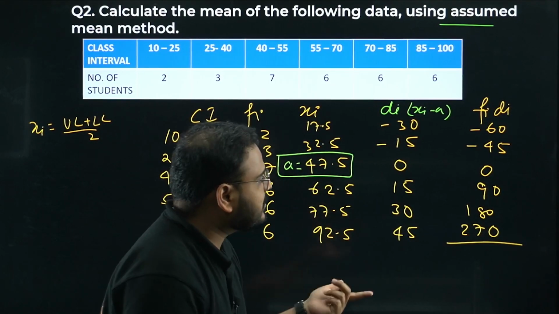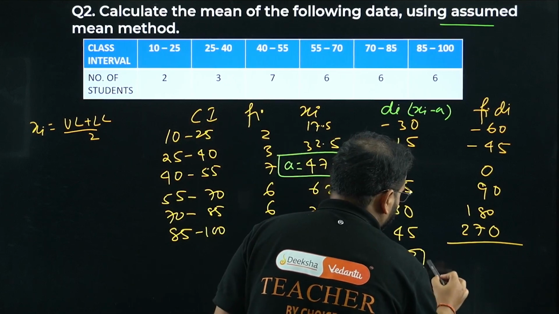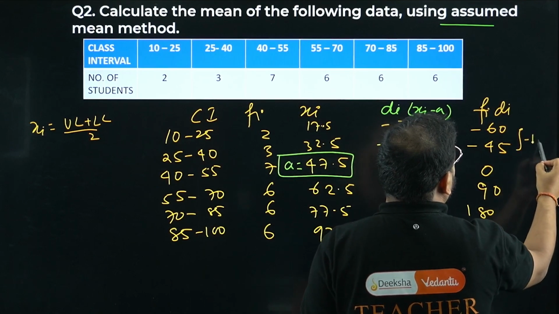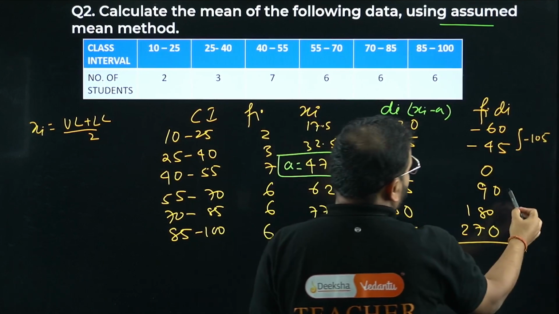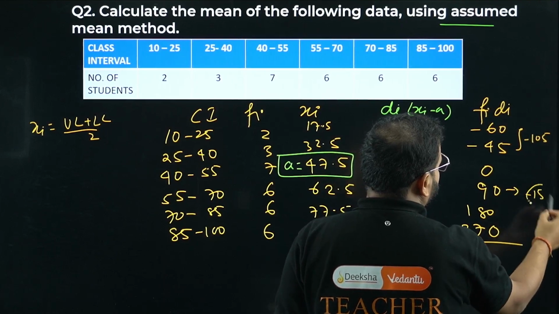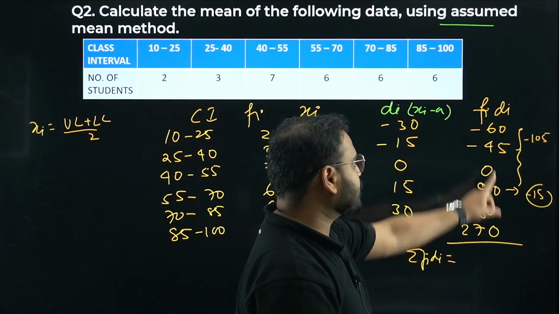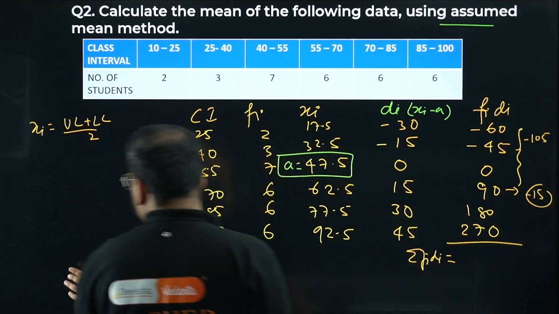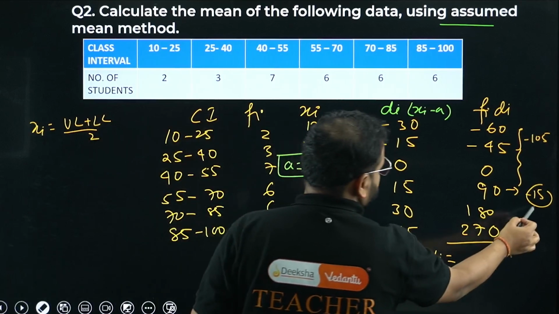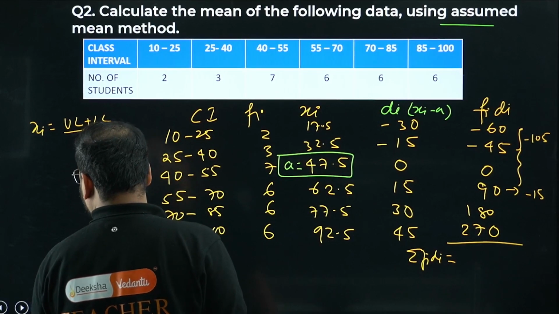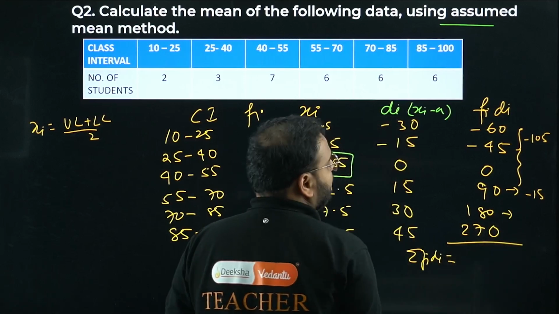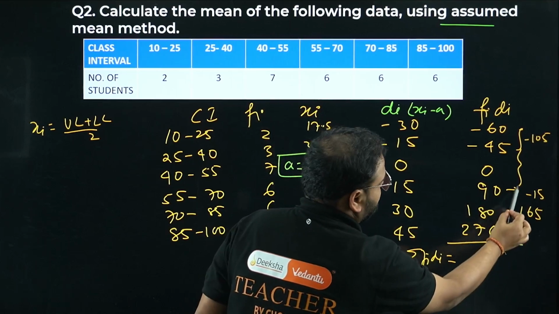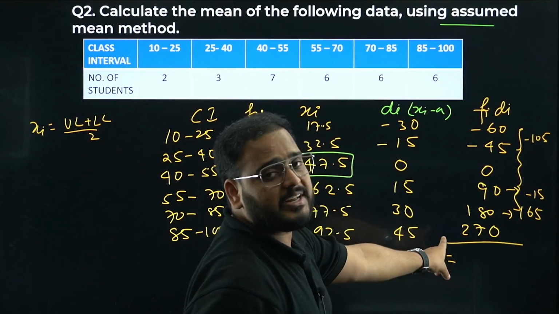Correct. So we have to add all of this to find what? Sigma fi di. Have a look. We have here negative of 105, right? Minus 105. We have 90 over here. If you add this, what are you going to get? Minus 15. I clubbed the first two together, I got minus 105. Club the third also, I get minus 15. Now if I club the last one also, I get plus 165. Minus 15 plus 180, 165.